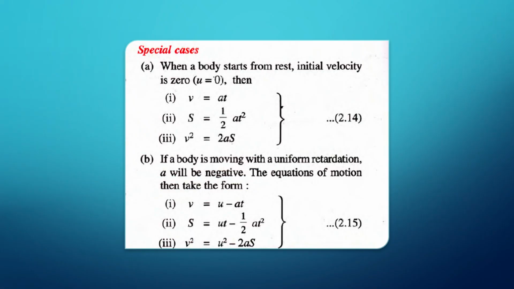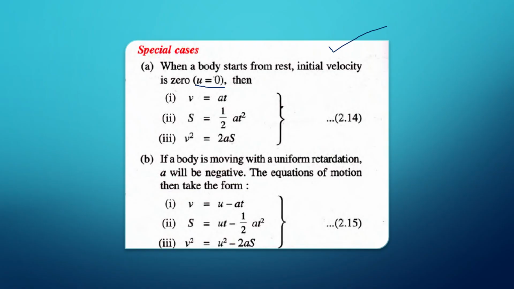Now this is again the most important slide I want to explain. This is also from your textbook. When a body starts from rest, initial velocity is 0. That is v is equal to at, s equal to half at square, and v square is equal to 2as. So to remember this, you have to remember the three equations of motion. In that we have to substitute u as 0, that is initial velocity as 0.